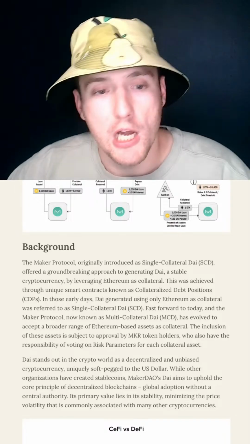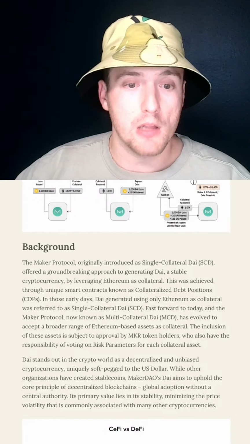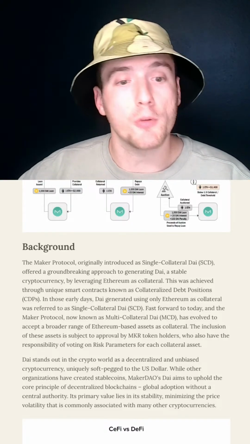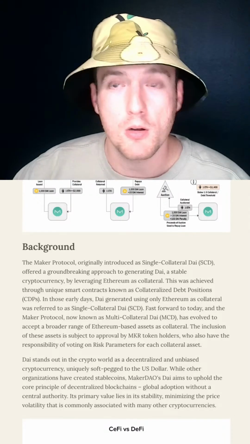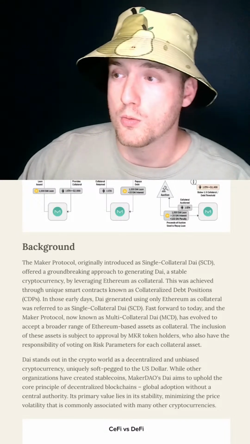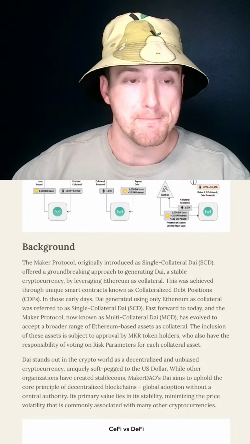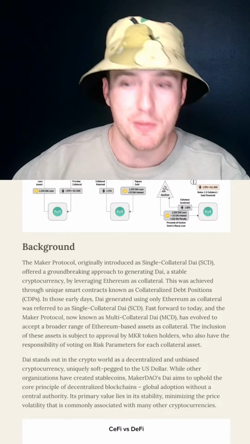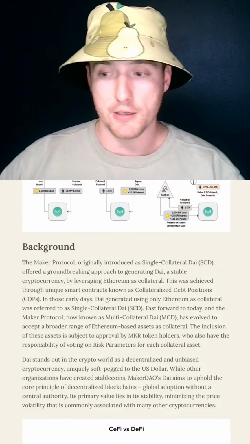In those early days, DAI generated using only Ethereum as collateral was referred to as single collateral DAI. Fast forward to today, and the Maker protocol, known as MCD, or multi-collateral DAI, has evolved to accept a broader range of Ethereum-based assets as collateral. This goes back to what I mentioned: people wanted to use other assets to be able to take loans out. So this is where other tokens came into play, and it's just building out the system to be able to use these tokens.